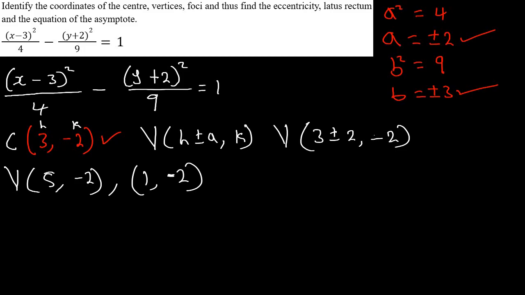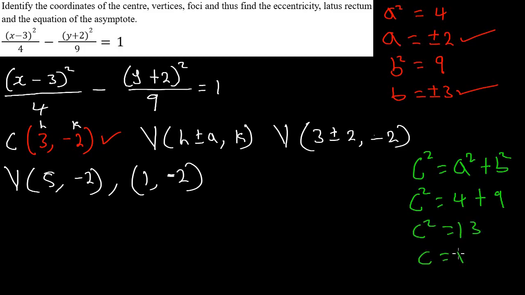Simple as that. Now, the foci. To get the foci, we need the value of C. And to get C, we need to use the expression that connects the values of A, B, and C together. So what does it say? It says that C squared is equal to A squared plus B squared. This implies that C squared, A squared is 4, B squared is 9, and the sum is 13. Thus, C squared is going to be 13, and clearly implies that C is the root of 13. Not just root of 13, but plus or minus root 13.